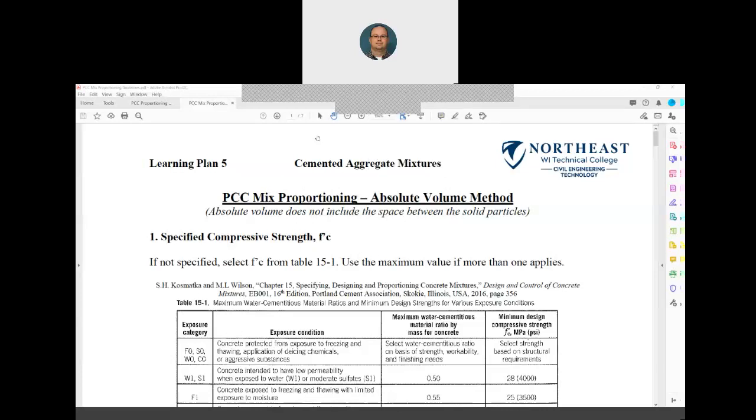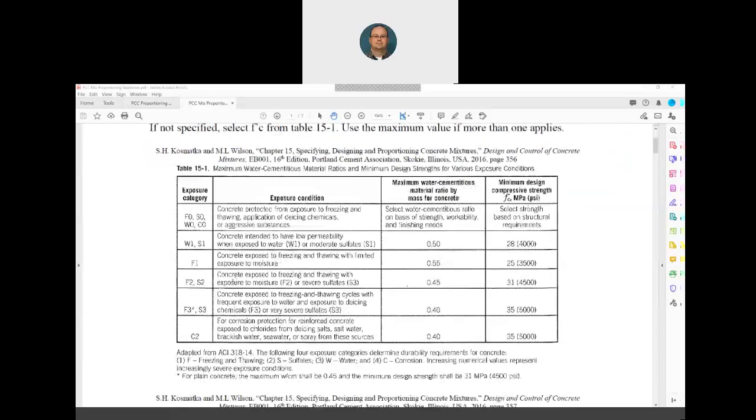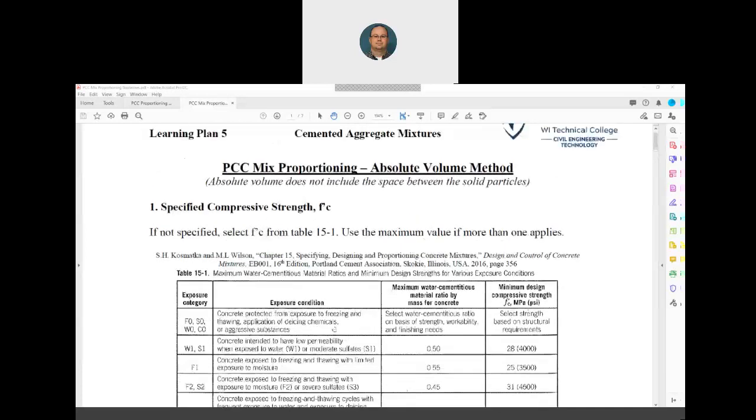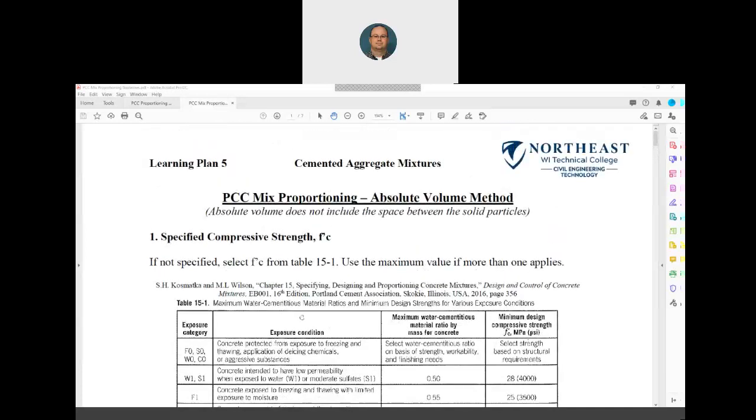Okay. So we're going to start mixed design, concrete mixed design, PCC mixed proportioning. Well, it's not mixed design, it's proportioning. So, okay, the absolute volume method. What I'm going to do is talk through these steps and walk you through these tables, and go through the examples, which I have attached in Blackboard.